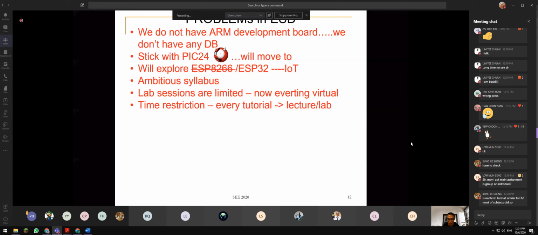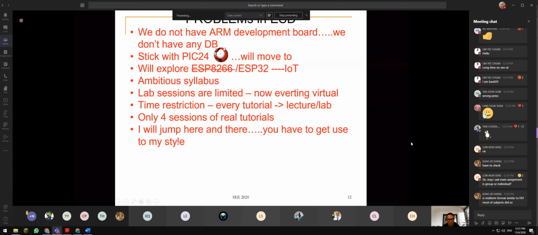That's why we don't have enough time. Moreover, the lab sections have to sync with the lecture, so Lab 1 starts in week 3. Therefore, I try to use the tutorial and convert it into a lecture so that we can catch up with the lab sections. Only 4 sections are in the real tutorial. And remember, I will jump here and there. You will get confused. You have to get used to my style.